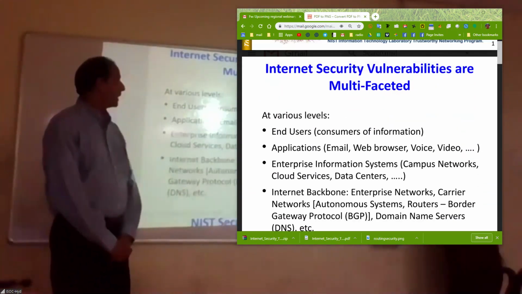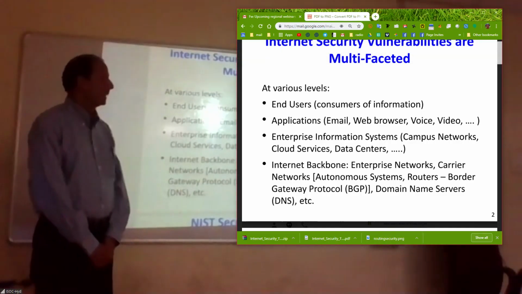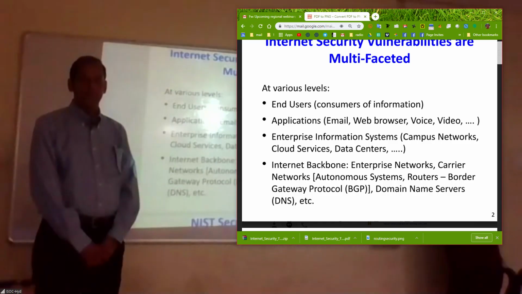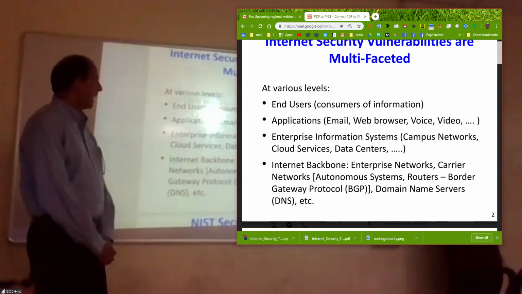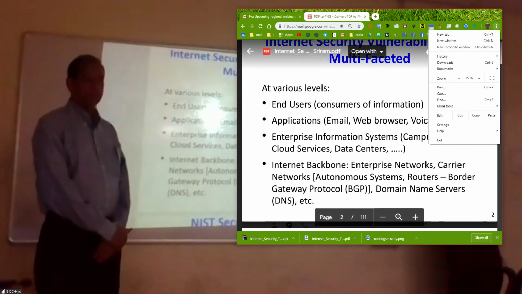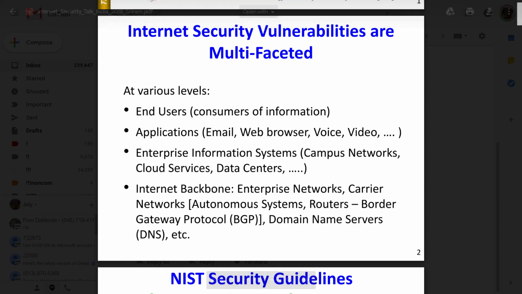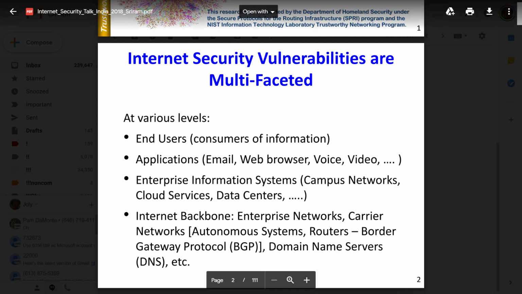First, in general about internet security or cyber security. Internet security issues can arise at different levels, such as end users, consumers of information. There could be problems with password theft and things like that, as well as phishing attacks on end users. Then at the application level, again, email phishing attacks are possible. Web browsers may be compromised, and also attacks related to voice, video, etc. As well as at the enterprise information systems level, campus networks, cloud services, data centers could be compromised, where you need enterprise cybersecurity detection as well as mitigation.